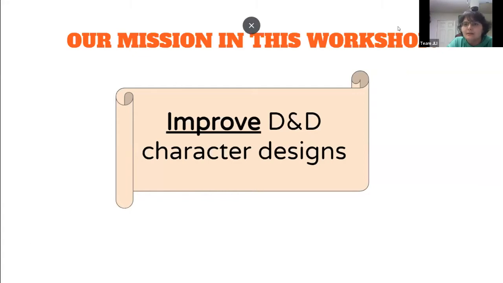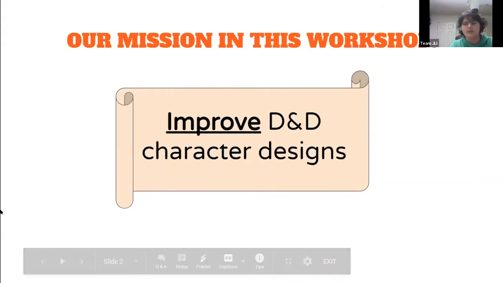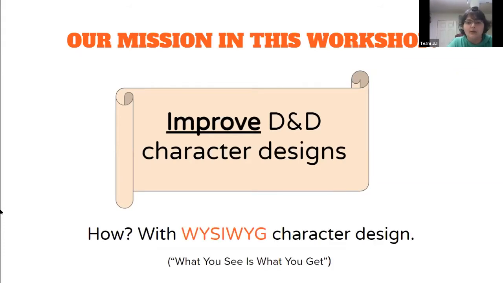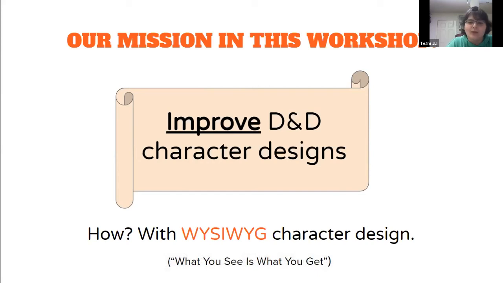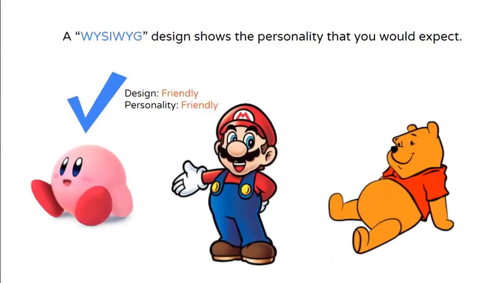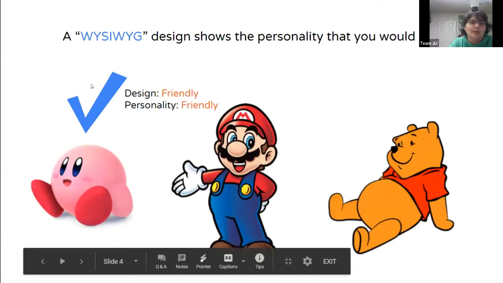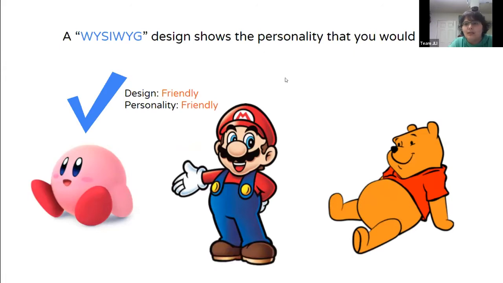Our mission in this workshop is to improve D&D character designs. How are we going to do that? With WYSIWYG. This is going to be our word for this term. WYSIWYG is an acronym for what you see is what you get. So we want a character design that shows what the character's personality is like. A WYSIWYG design shows the personality that you would expect.